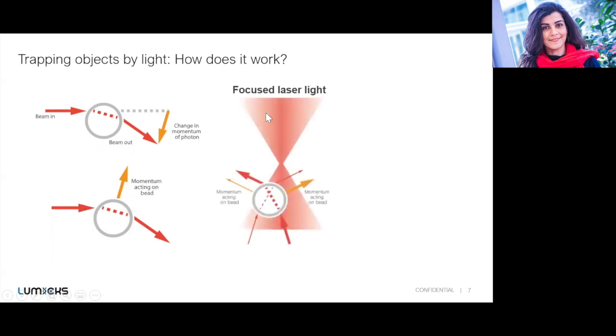Now, when we have a focused laser light, because the intensity of the light at the center of this focused light is higher than its surrounding, the overall momentum that this bead feels wants to push it back to the center of the focus. So that's why it feels a net force toward the center. And this is how we can trap objects.